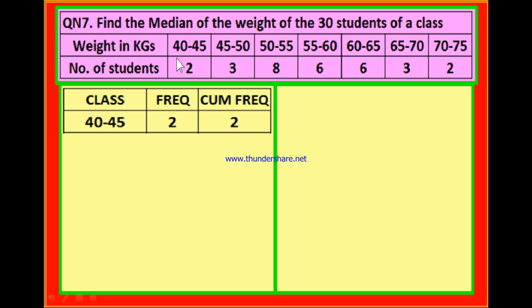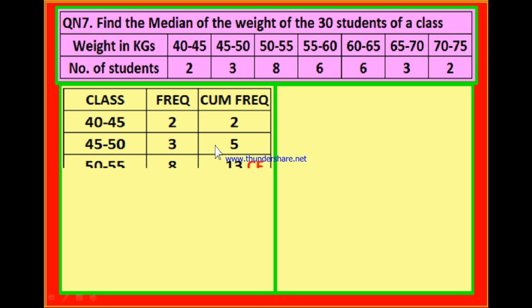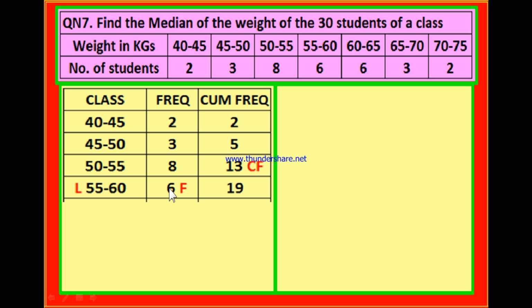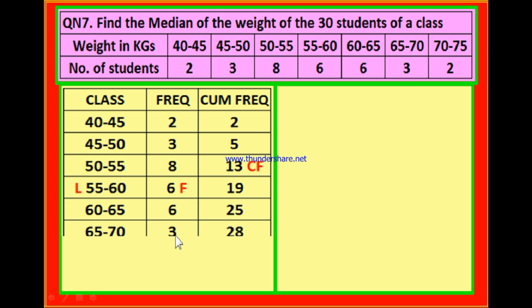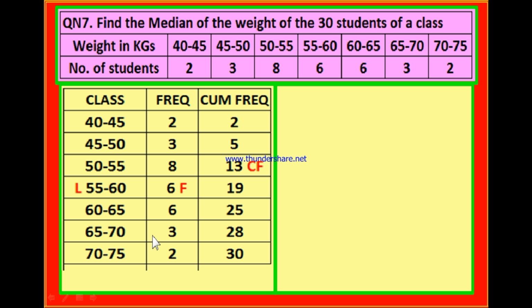You see here, the first class 40 to 45, the frequency is 2. Second class 45 to 50, the frequency is 3. Third class 50 to 55, the frequency is 8. Next class 55 to 60, the frequency is 6. 60 to 65, the frequency is 6. 65 to 70, the frequency is 3. And between 70 to 75, the frequency is 2. These are the classes and these are the frequencies. After writing the frequencies, you may add these frequencies.